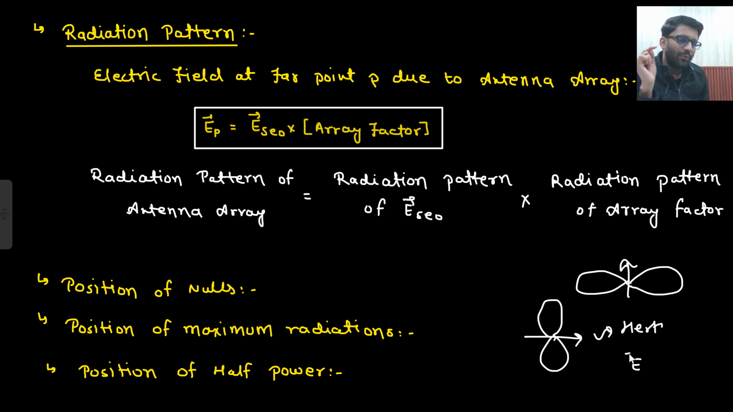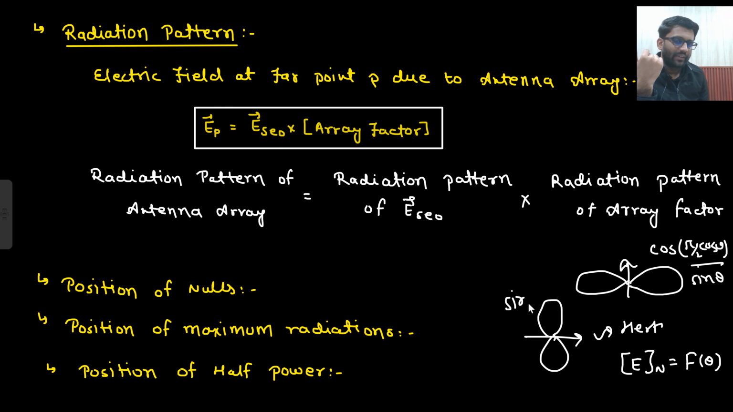What do you do? You find the normalized value of E. Then it is a function of theta. And then with respect to that, you draw it. For this one, what was the normalized value of E? Cos(pi/2 cos theta) divided by sin theta. And for this one, what was the normalized value of E? Sin theta. So in the direction of antenna axis, or along the direction of antenna, there are nulls. Along the direction of antenna, you will never get any radiation.